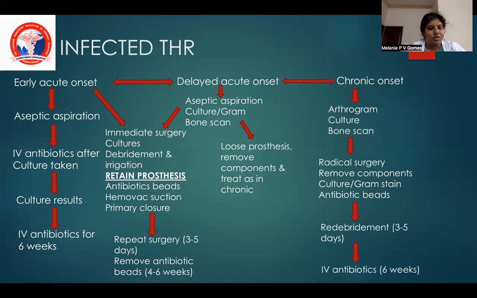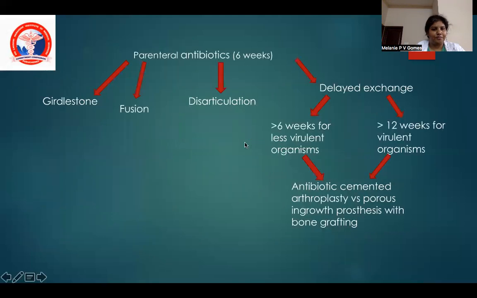Many cultures are taken at this point, debridement and irrigation, and can retain the prosthesis. Antibiotic beads can be placed, a hemovac suction can be applied, and primary closure.